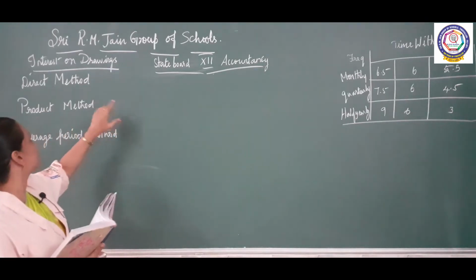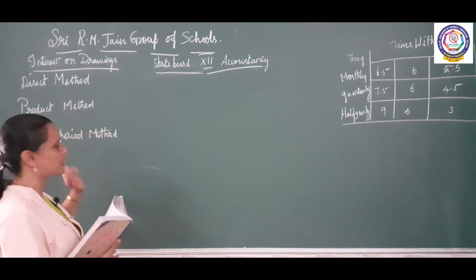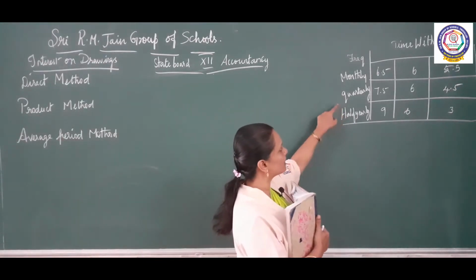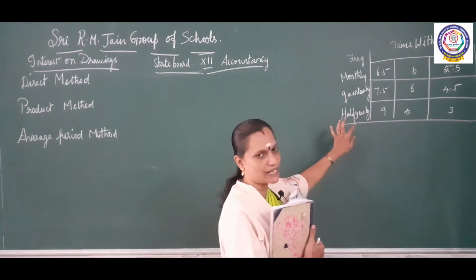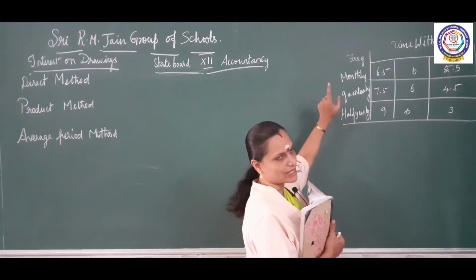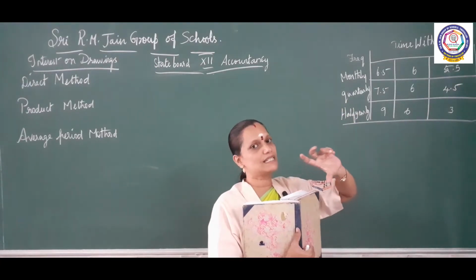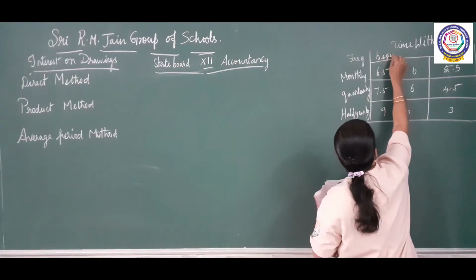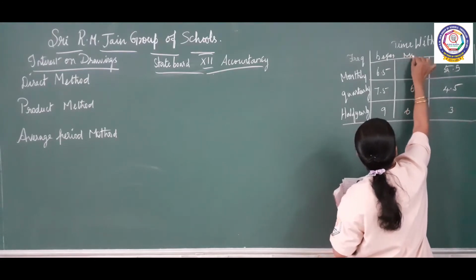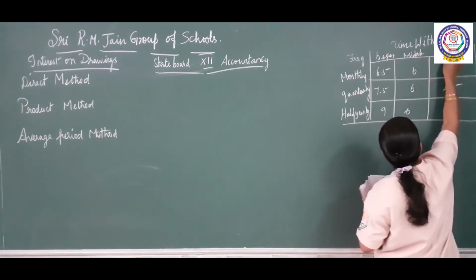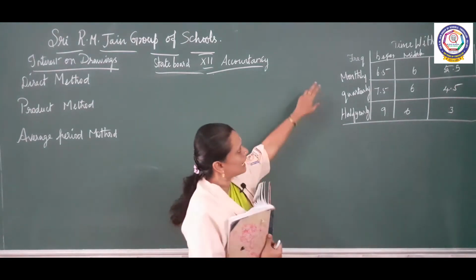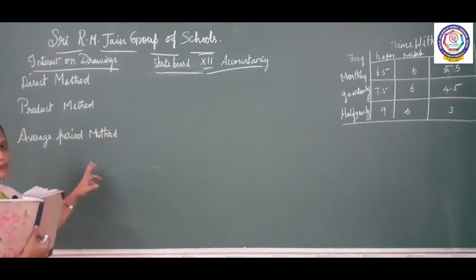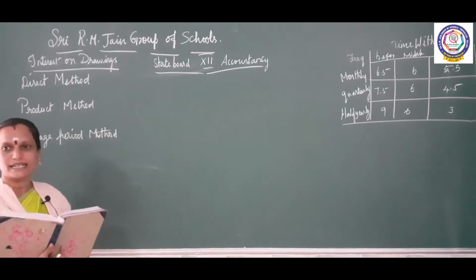Last class we saw interest on drawings. In that, we saw the direct method, product method and average period method. I show one tabular column here: monthly, quarterly and half yearly, how we should calculate. In monthly, if you are calculating every month, you have to take 6.5 at the beginning of the month, then the middle of the month, and then the end of the month. So last class we saw how we take the drawings monthly, and now we are going to see the average period method in quarterly, how we are considering.